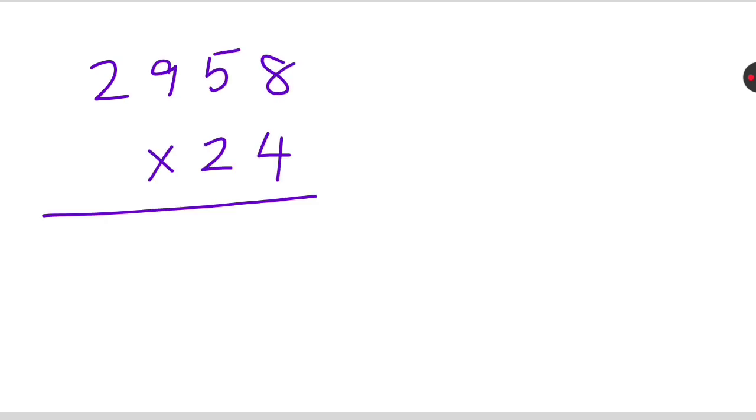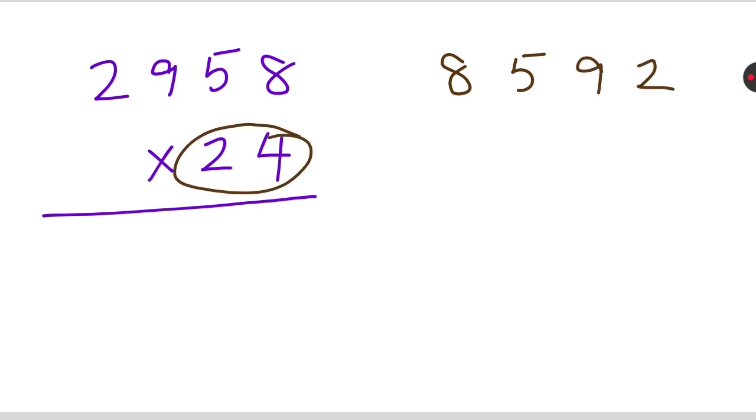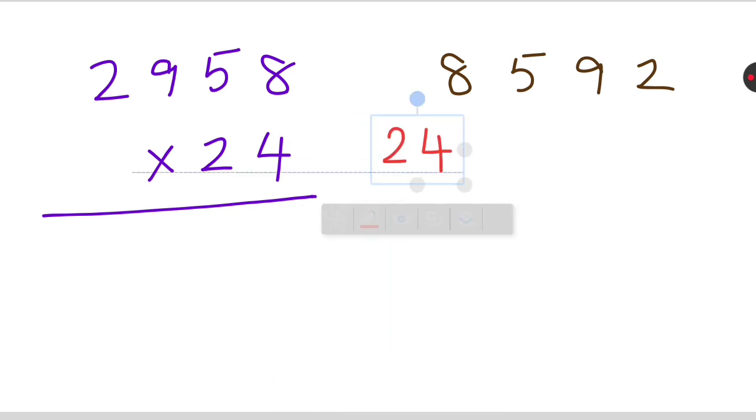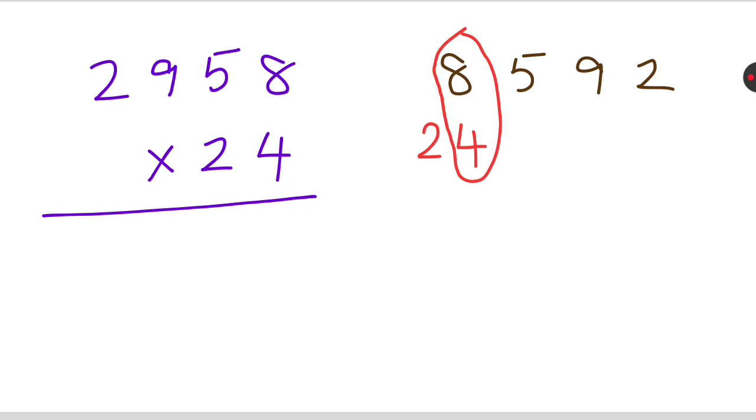Let's take one more example. Suppose we have the number 2958 multiplied by 24. First, the first number you take in reverse order. The reverse order is 8, 5, 9, 2. And the other number, 24, you take on the left side of the number. Now keep sliding across to the right. Now the digits are vertically lined up.